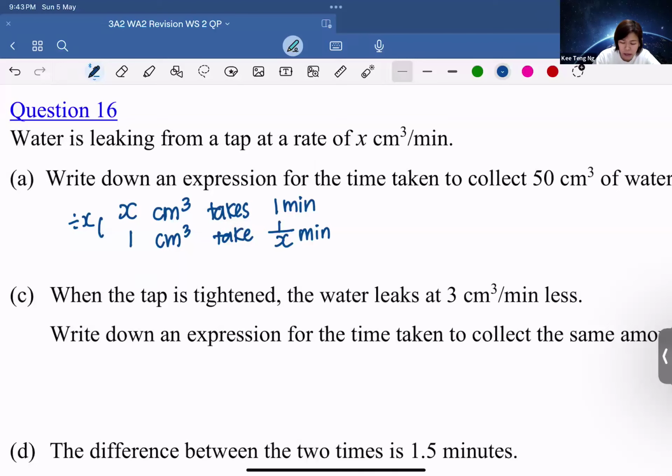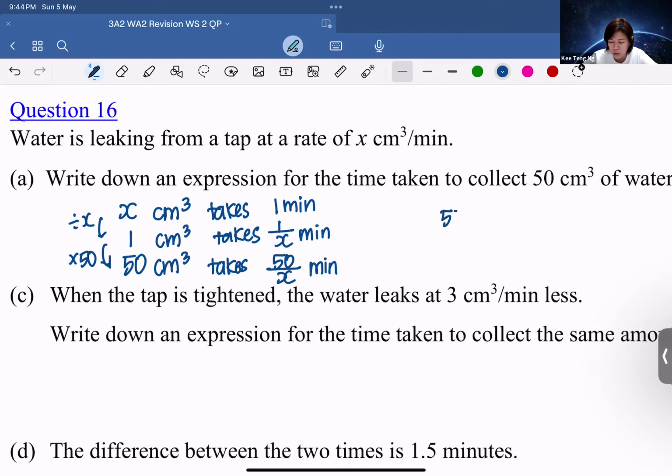So if I want to collect 50 cm cube, I'll multiply by 50. When I multiply by 50, the number goes to the numerator, the one on top. So it will be 1 times 50 becomes 50 over x minutes. Right, have you gotten the answer? So this one over here is 50 over x minutes.